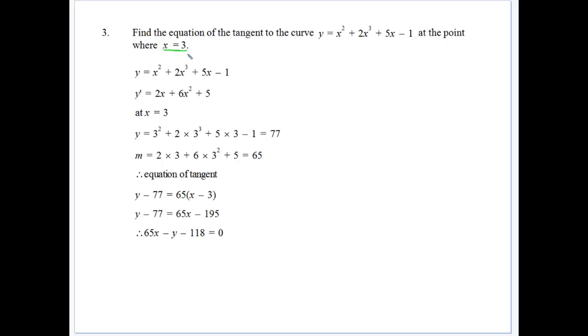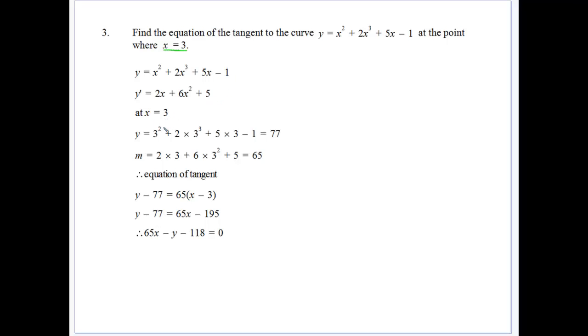So again, we need two things. We need our gradient, we need our point. So we've got our x coordinate. If we get our derivative here, we derive the function: x squared derives to 2x, 2x cubed derives to 6x squared, 5x derives to 5, and minus 1 derives to 0.